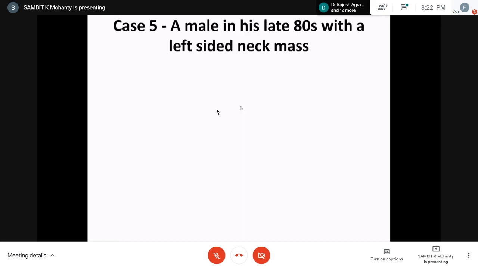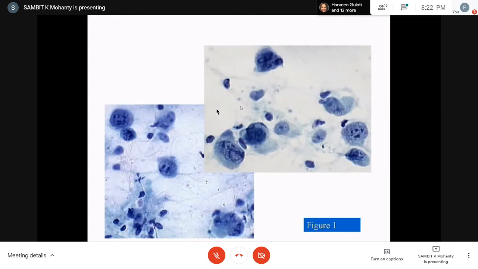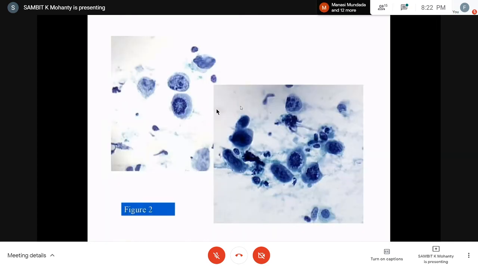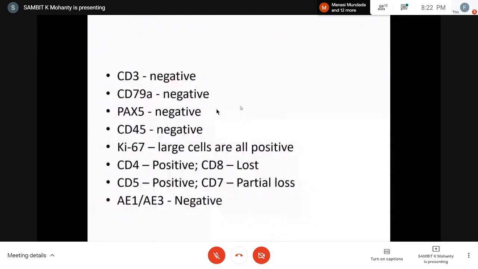Next one is the male in his late 80s with a left-sided neck mass. I'll probably skip this one. I'm not a cytologist, and these are all difficult cytology slides.